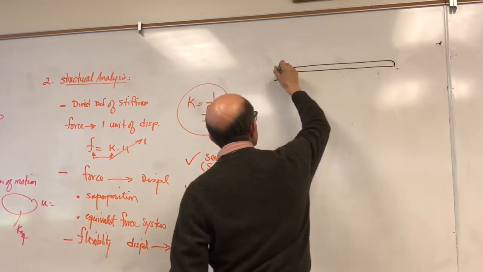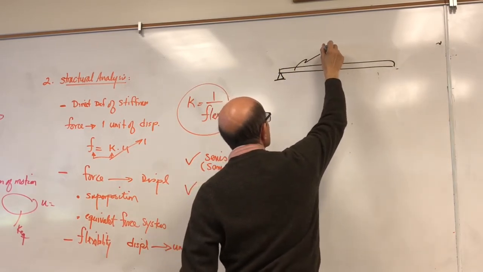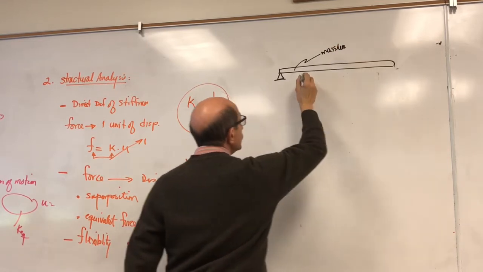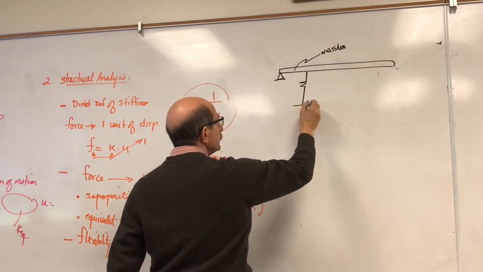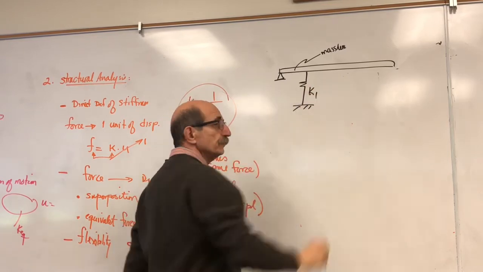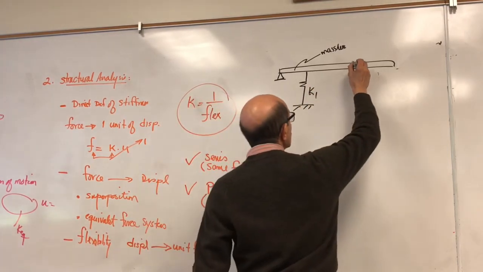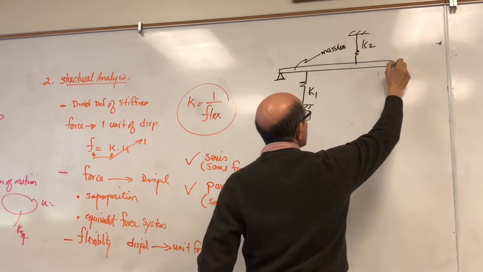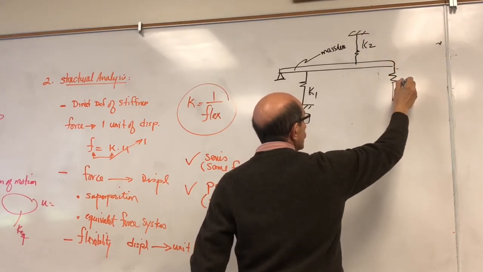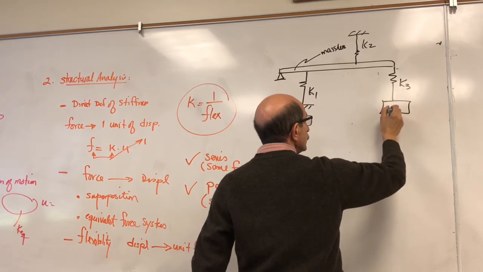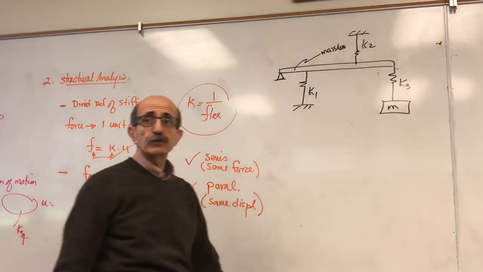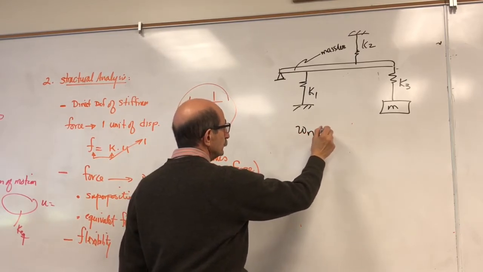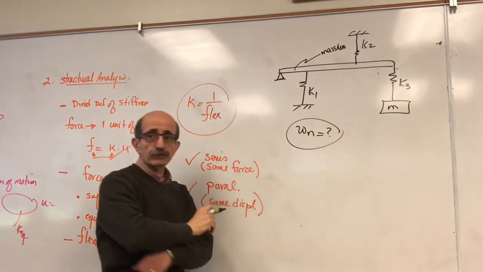Okay. Let's say you have a rigid massless bar, okay? It is supported here by a spring and another spring here, and then a spring and a mass is attached to it at this point, and you want to find the natural frequency of this system.